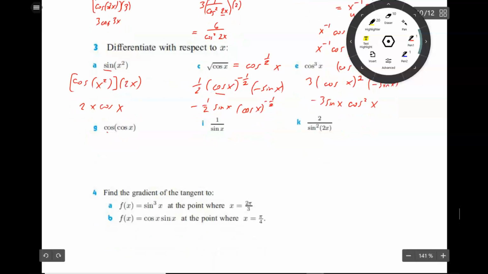So I have the cosine of cosine x. So the outside function is cosine, the inside function is cosine. The derivative of cosine of something is negative sine of something. So I'm going to put the something right inside like that. And then I multiply that, of course, times the derivative of the inside something, which is cosine x.